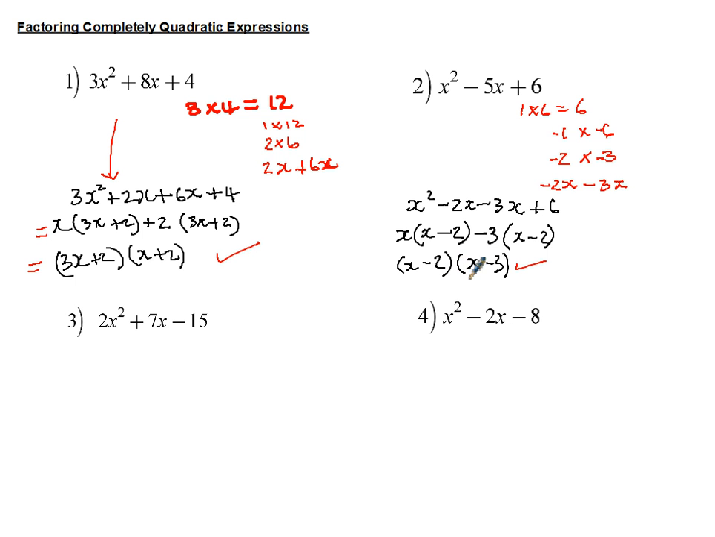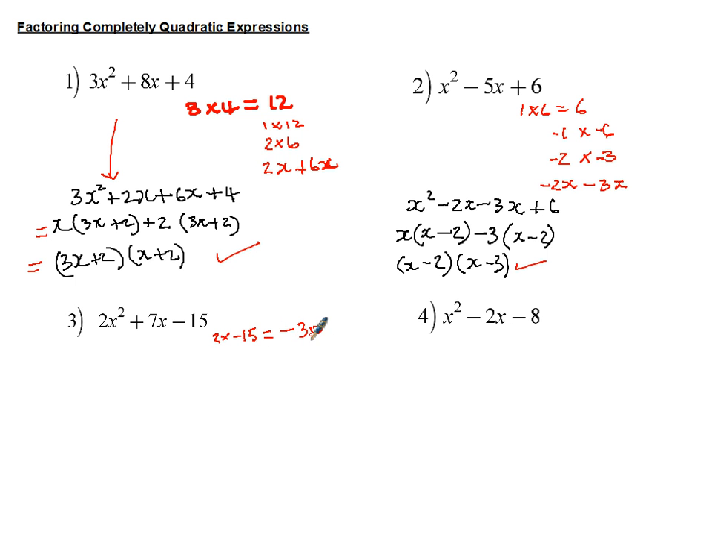So we will factorize. Okay. And then number 3 here, a is 2, b is positive 7, and c is 15. So a times c would be 2 times negative 15. That's going to be negative 30.